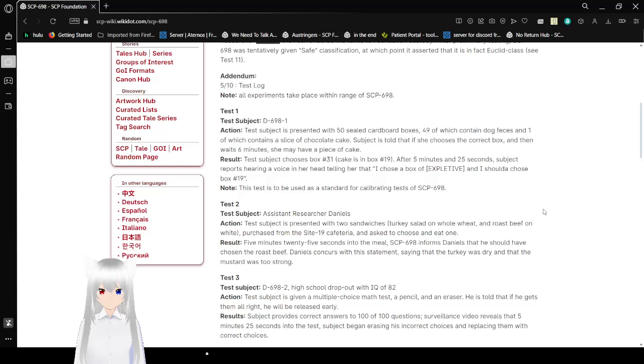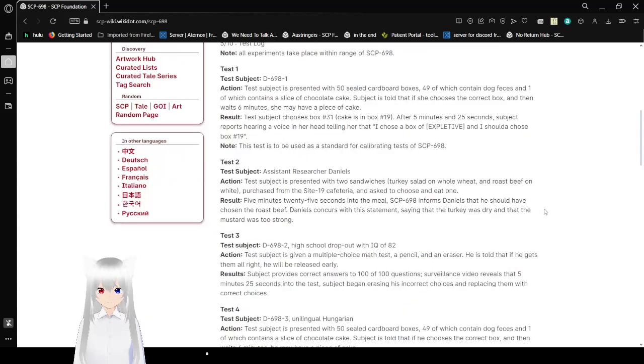Result: test subject chooses box number 31. Cake is in box number 19. After 5 minutes and 25 seconds, subject reports hearing a voice in her head telling her that she chose a box of expletive, and she should have chosen box 19. Note, this test is to be used as a standard for calibrating tests of SCP-698.